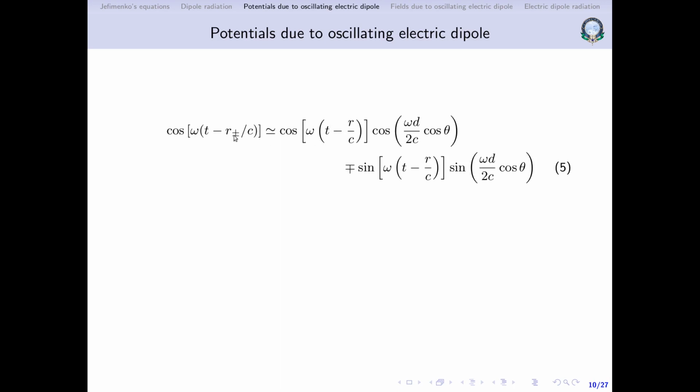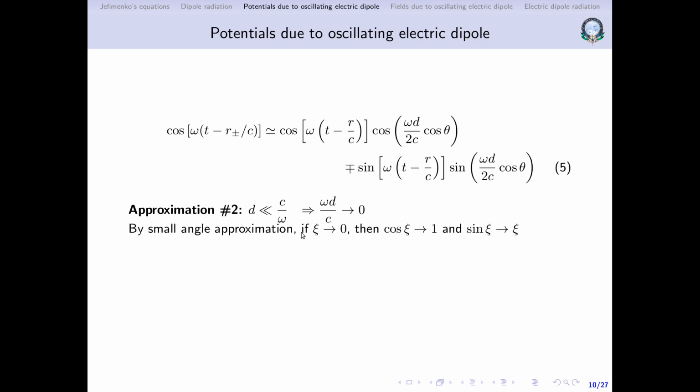So we have evaluated the cos of omega at retarded time. Then we can now apply the second approximation. The second approximation is that d is very small compared to c by omega. If d is very small compared to c by omega, then omega d by c will be much less than 1, because multiplying this inequality throughout by omega by c, omega d by c will be very small compared to 1, which means omega d by c tends towards 0.